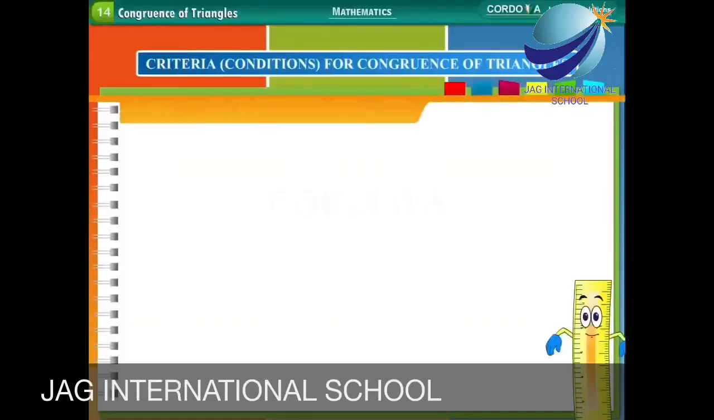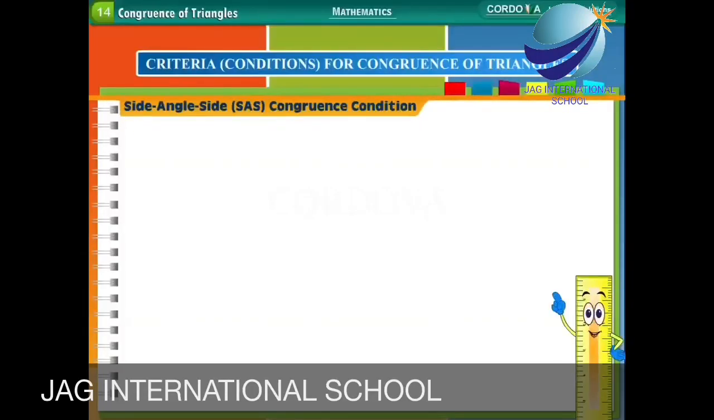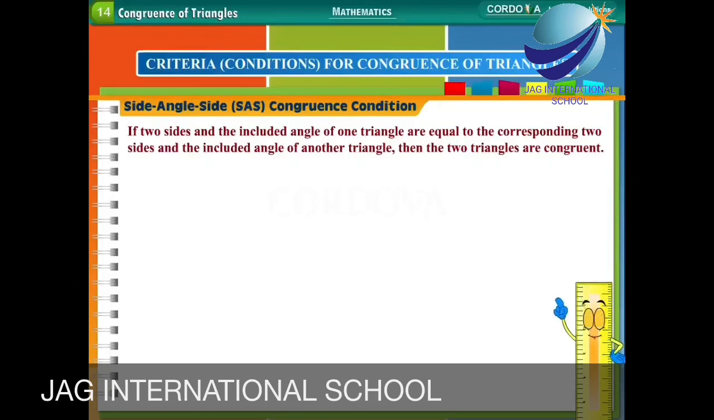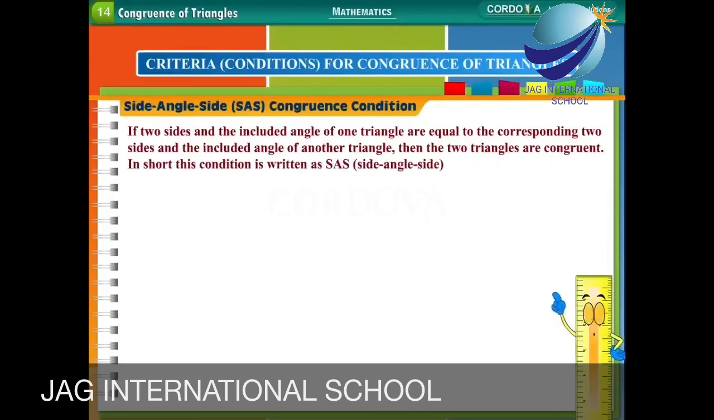Side angle side, SAS congruence condition. If two sides and the included angle of one triangle are equal to the corresponding two sides and the included angle of another triangle, then the two triangles are congruent. In short, this condition is written as SAS, side angle side.